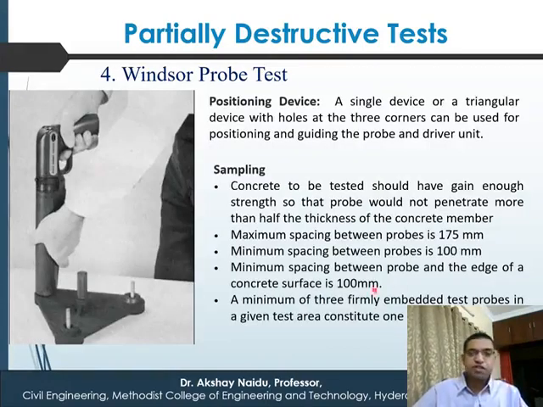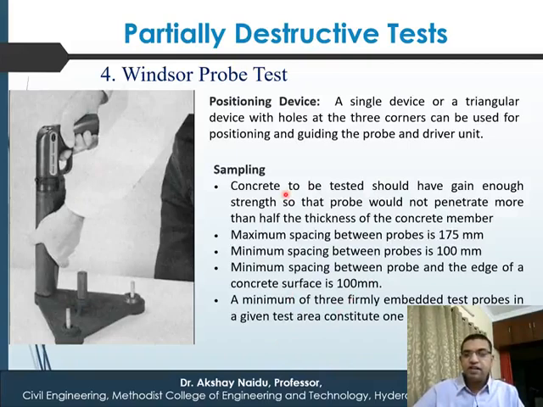Now how to position? There are positioning devices so that the gun is properly placed. So there is a single device or a triangular device. This picture shows a triangular device. So here two probes are already punched. Here the third one is being shot.